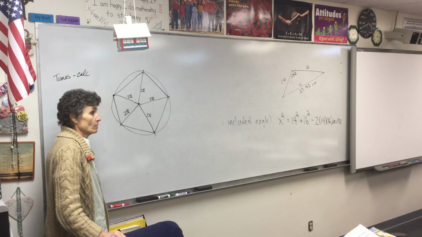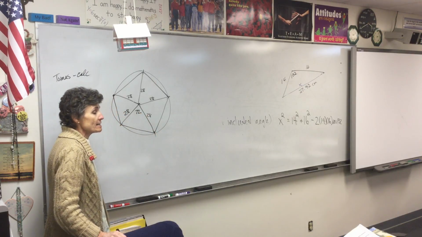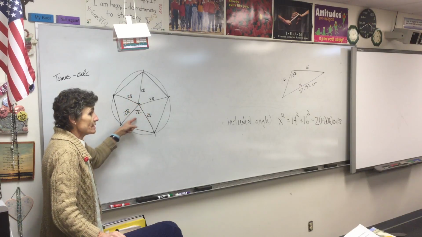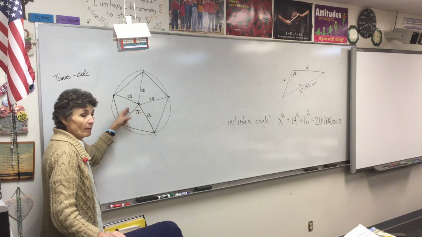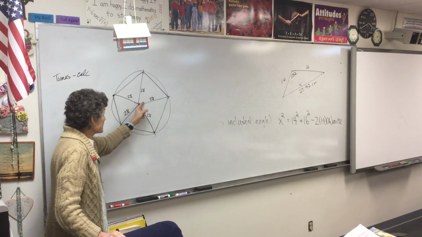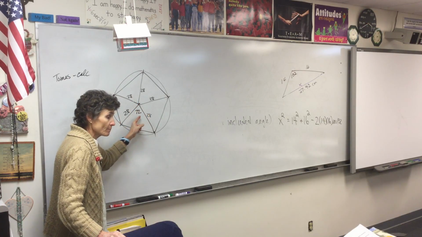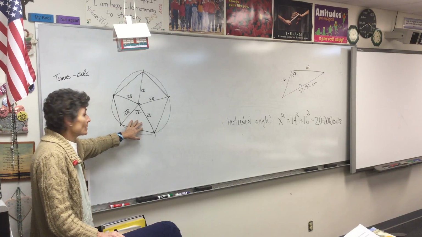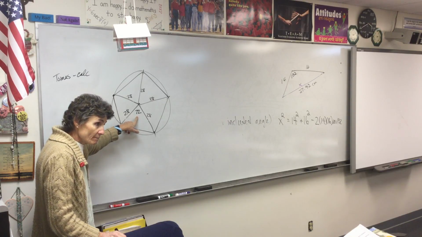This angle is 72. How did Ethan know that? 360 divided by 5? Kids, 360, right? The whole revolution here? All the way around? So now, look what you have. You have two sides, and you have the angle in between.